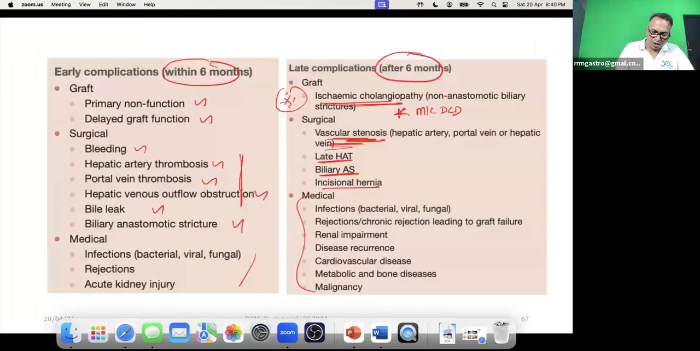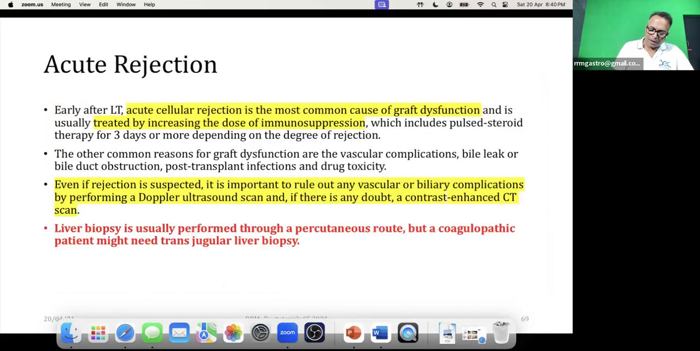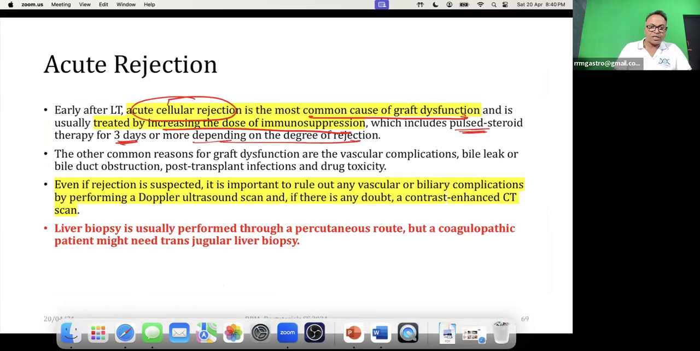So we are discussing non-graft function now, primary non-function. So this is acute cellular rejection. Acute rejection manifests as acute cellular rejection, the most common cause of graft dysfunction, and is usually treated by increasing the dose of immunosuppressants. So you have to increase the dose of immunosuppressants, which includes pulse steroid therapy for 3 days or more, depending upon the degree of rejection.